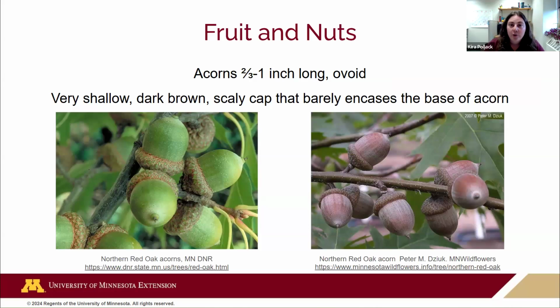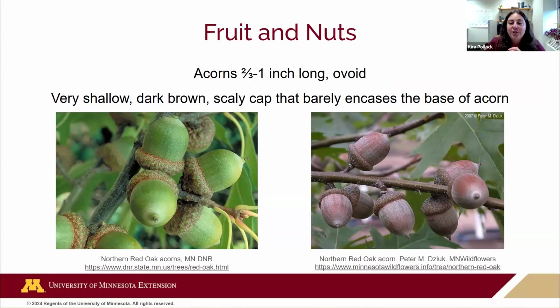Northern red oaks have ovoid or egg-shaped acorns, and they have a smooth, shallow cap. So unlike our other oaks, and the caps that cover about a third or more of the nut, these sit right on top. My dendrology professor likened it to a beret called the acorn pierre.